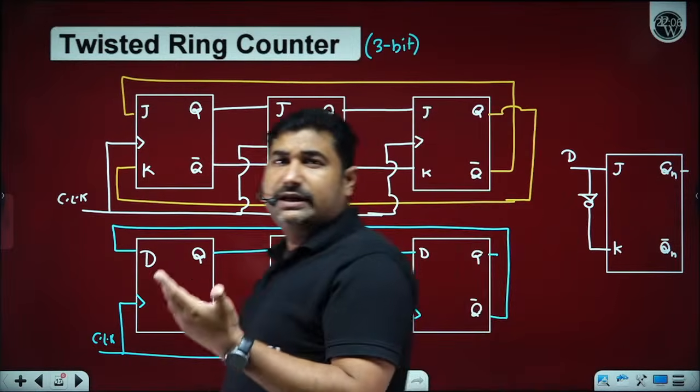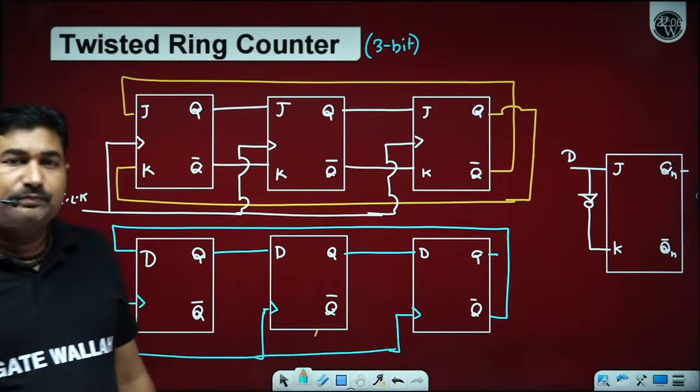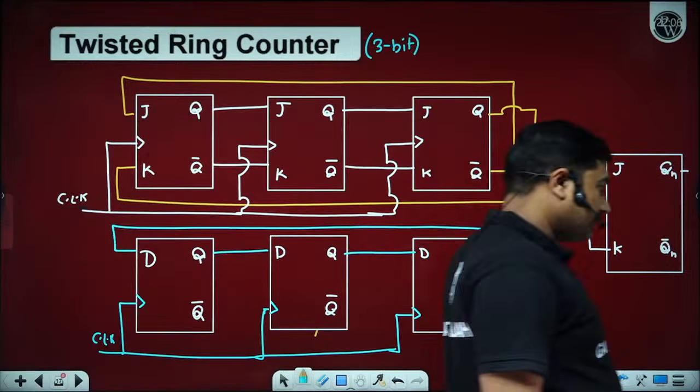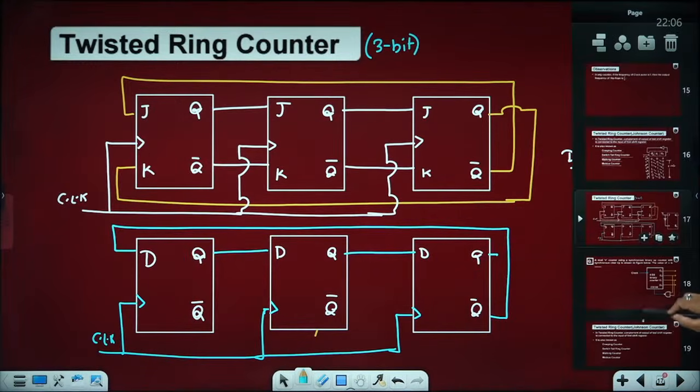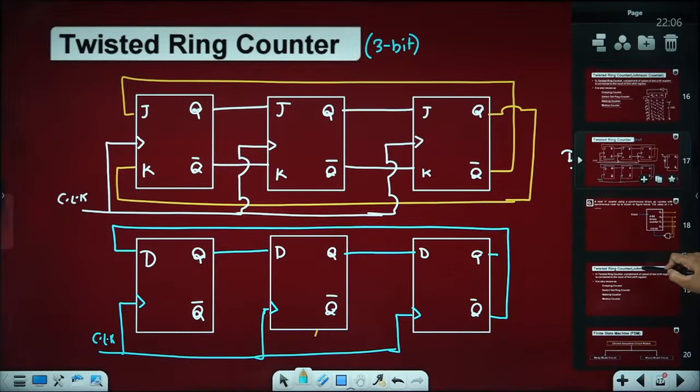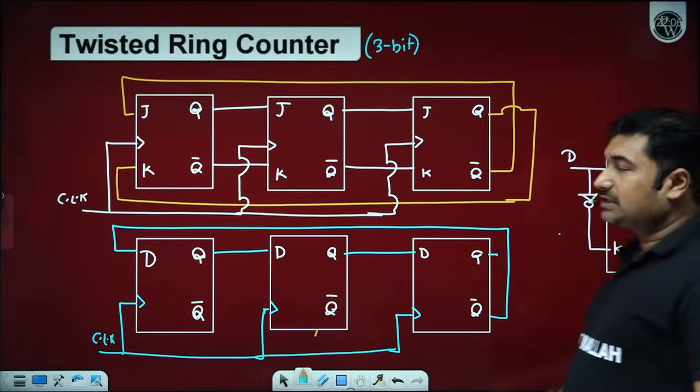Similarly, for 4-bit, you can increase one more flip-flop and so on. Is it okay? Great, sir. How many of you are able to understand up to this part?